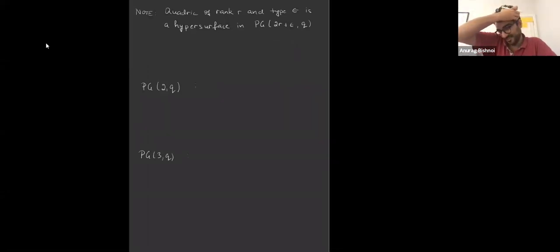And maybe it's good to actually go through some examples. Okay, so say we are in the two-dimensional projective space, PG(2, q), then there is only one non-degenerate quadratic form. It's the parabolic one.